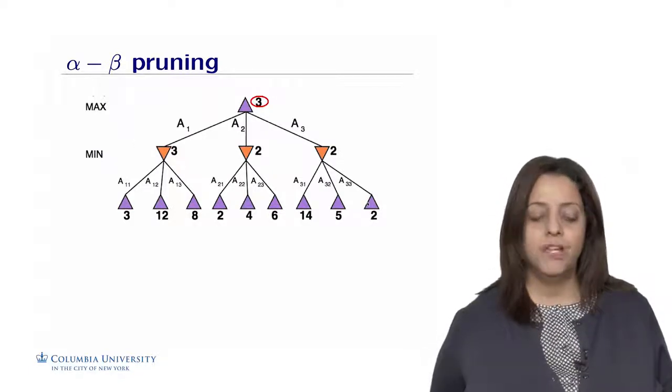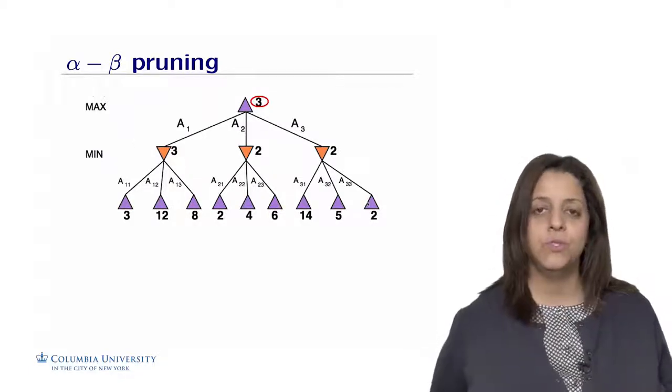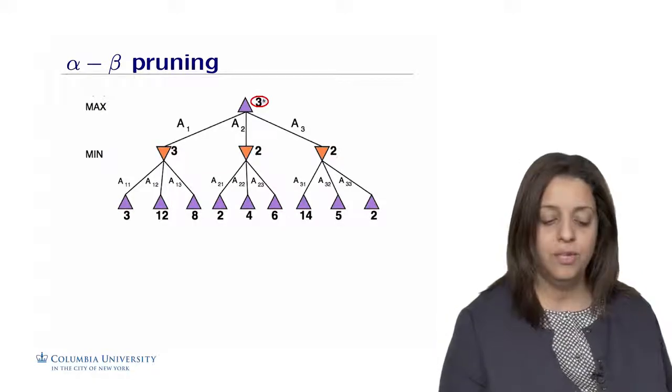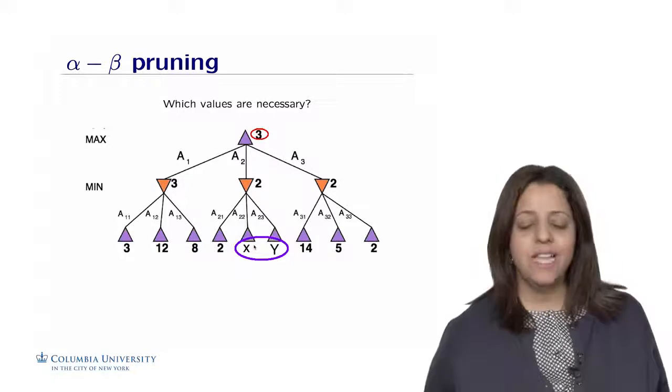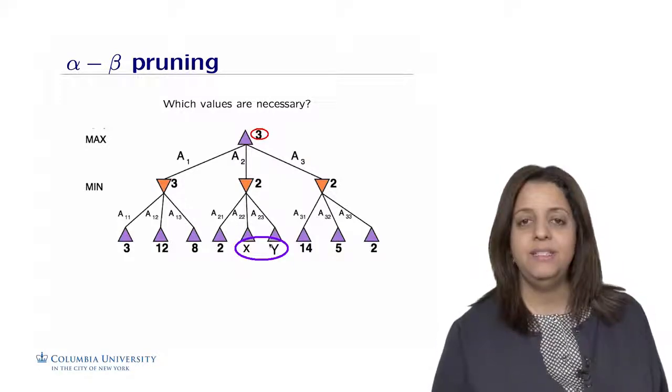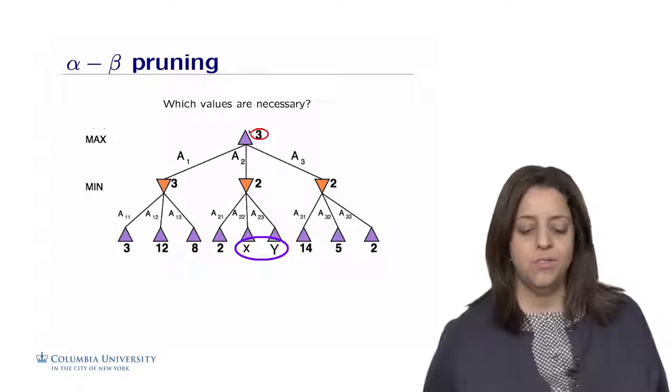The question here is whether we need to really explore all those nodes in order to find this value 3 that represents the maximum utility for max. And the answer is no. For example, maybe this x, y here are not really needed to calculate that the maximum is 3. So let's check it out.